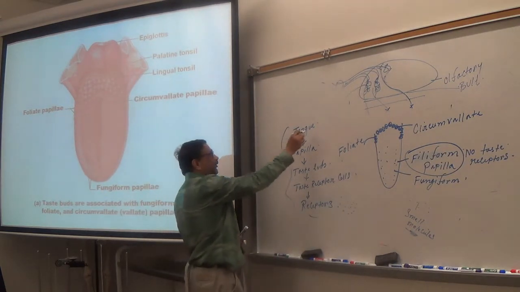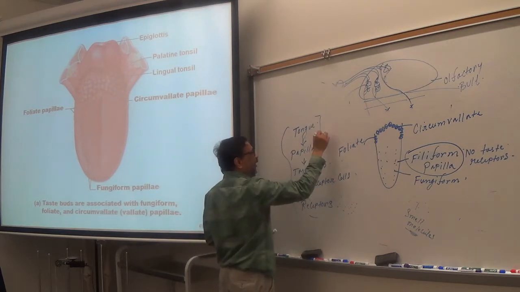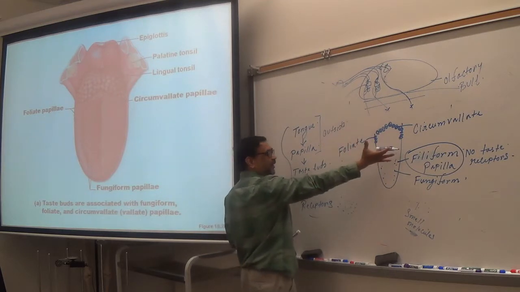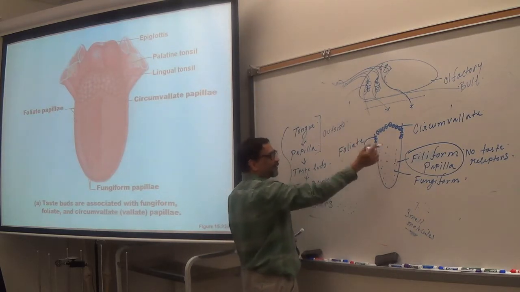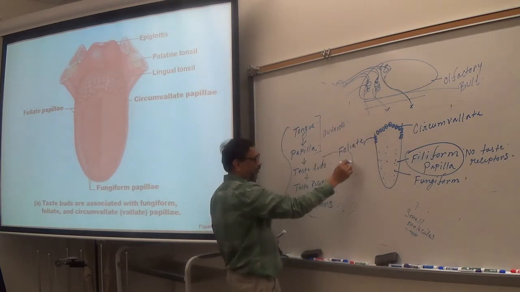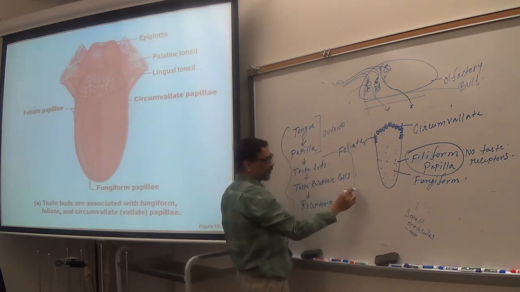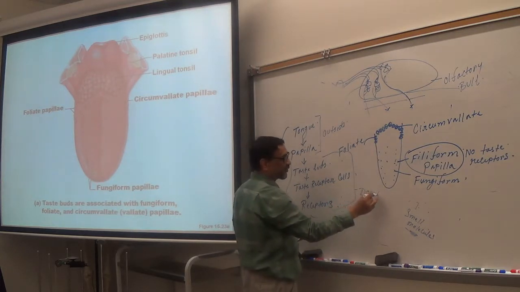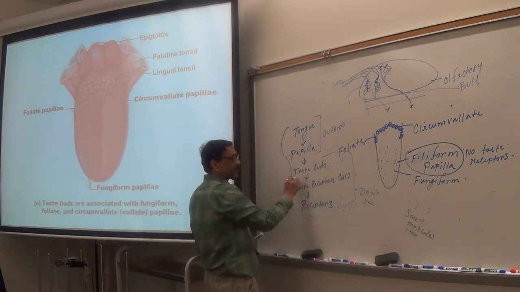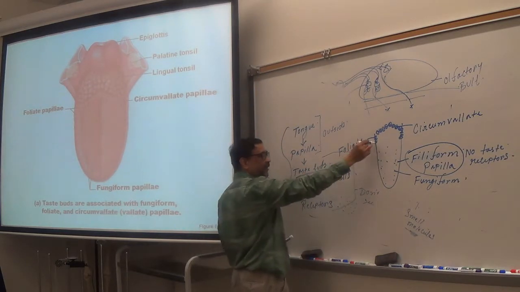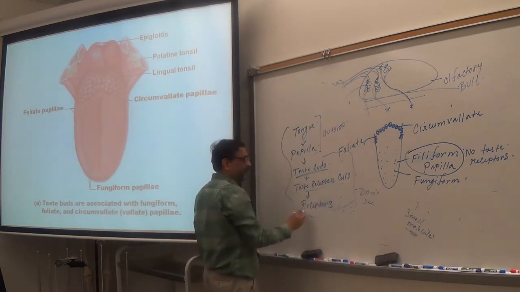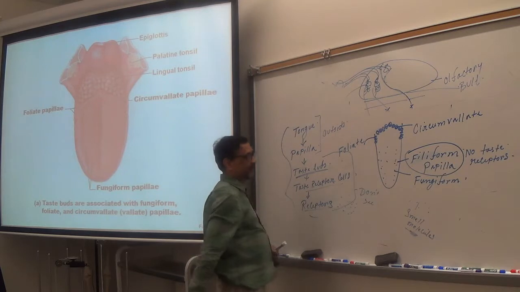Okay. Now these two you can see from outside. If you see the tongue, you can see the tongue. You can see the papilla on the tongue. These are inside. You don't see this. Why? Because taste buds are located inside the papilla. And inside the taste bud, you have the receptor cells, and on the receptor cells, you have the receptors.